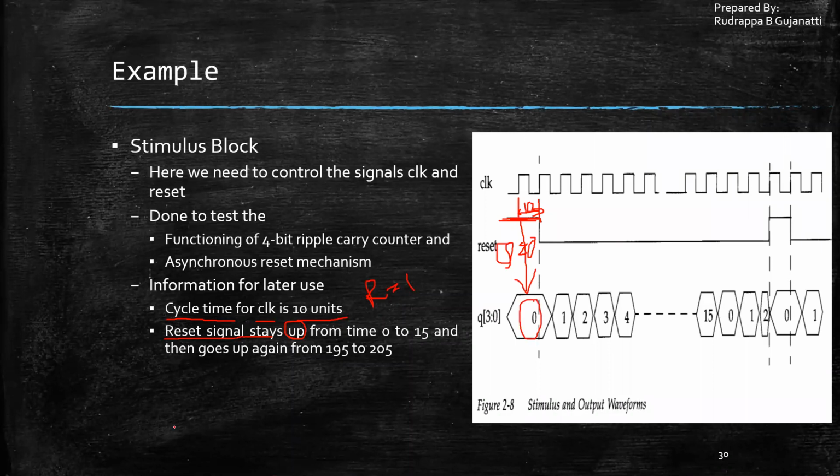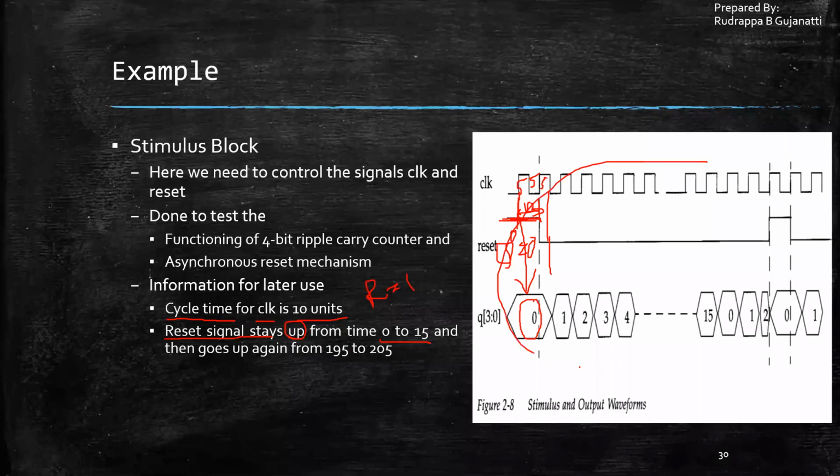Reset should be 0. So what he is specifying is, reset signal stays up from time 0 to 15. It is in terms of units. If I start from here, if this is 0, this is 5 units, and this is 5 units, so in total I have 10 units. The next 5 units make it 15. So up to this point, reset will be high, that is, it will be 1. This will be checked in the later simulation result.